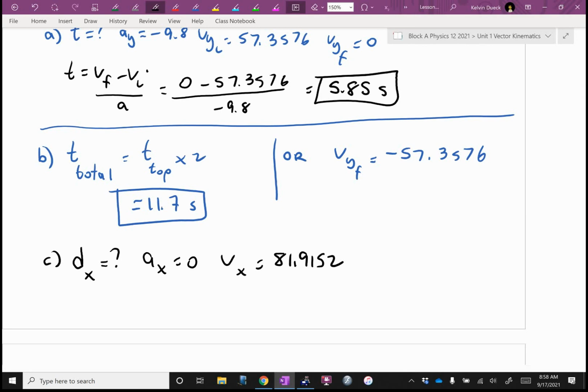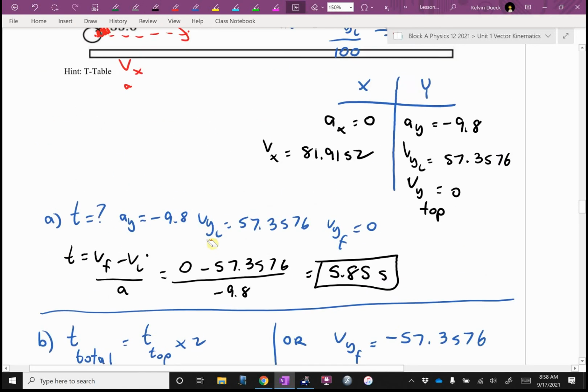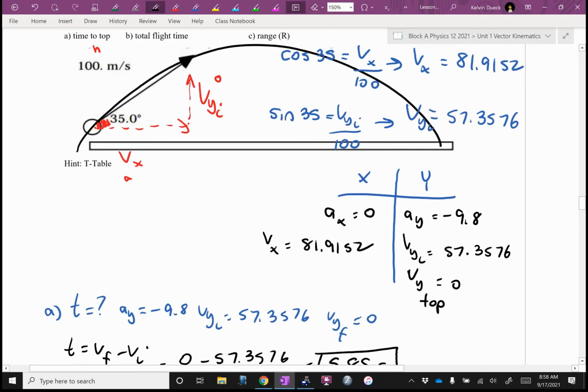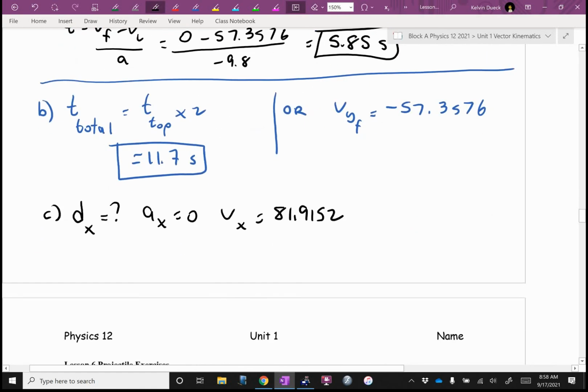Which time? Total time. Not the first one. Total time, because total time is the whole trip. If I use the first one, I've only found how far it went halfway. So I'm going to use time total, which is 11.7 seconds. Looking for an equation that's got a D, an A, a V, and a T in it. There is one.